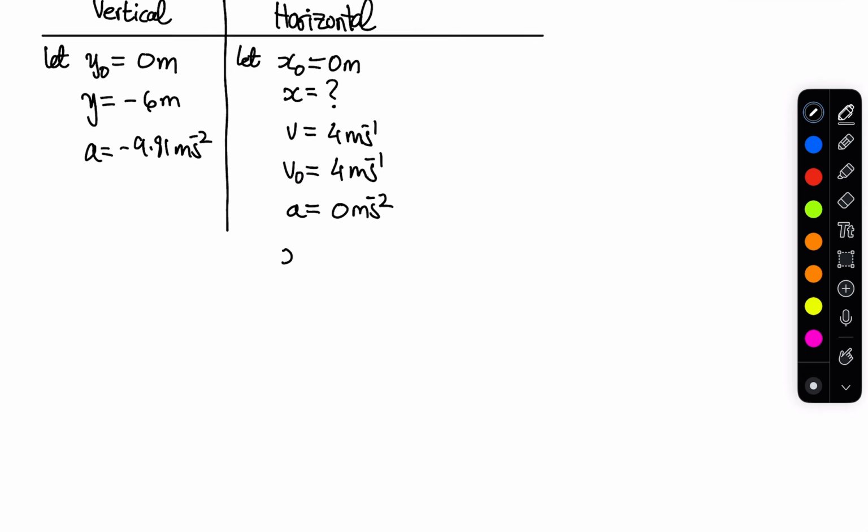We need to find x, so we can try that straight away by using one of the projectile motion equations, x is equal to x naught plus v naught t plus half a t squared. And the problem is we don't know time. So what we can do is use the vertical equations to find time and then substitute that into here. So the goal is to find time in the vertical direction first.